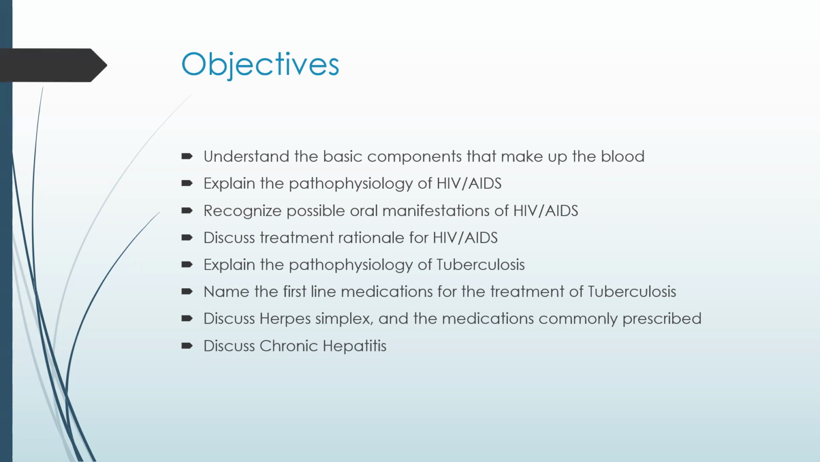So we're going to go over the components of the blood, explain the pathophysiology of HIV and AIDS. We're going to talk about oral manifestations, talk a little bit about the treatment for HIV, AIDS, and then a little bit about tuberculosis symptoms, pathophysiology, a little bit about the treatment, some other viruses, the herpes simplex and hepatitis A, B, and C, and then also talk a little bit about treatment for other viral types like the flu and things like that.